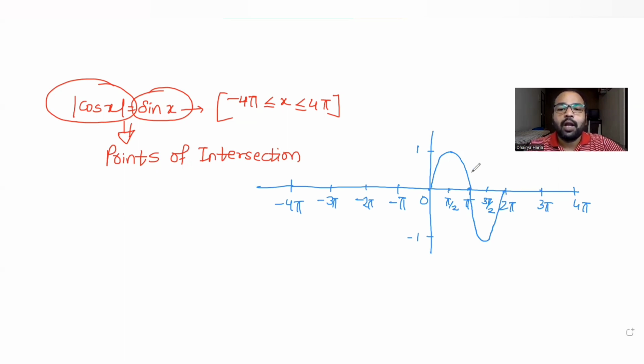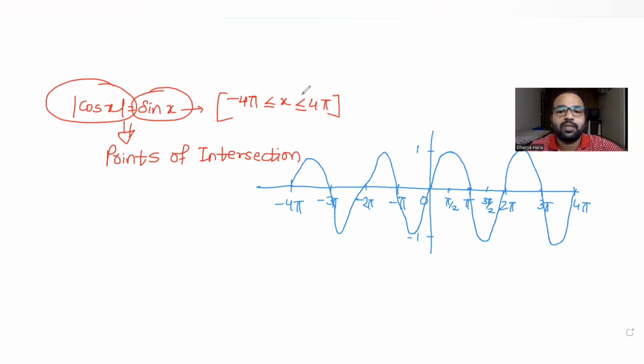It comes back to 0 at an angle of 2 pi. Now this curve is a cyclic curve which will repeat as it is after every angle of 2 pi. So here also it will be like this. This is followed for every trigonometric curve, sine as well as mod of cos x.